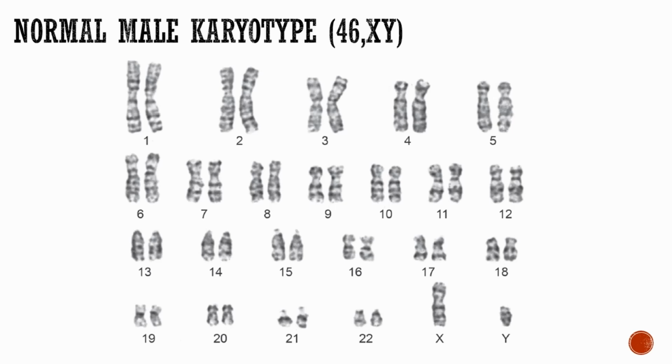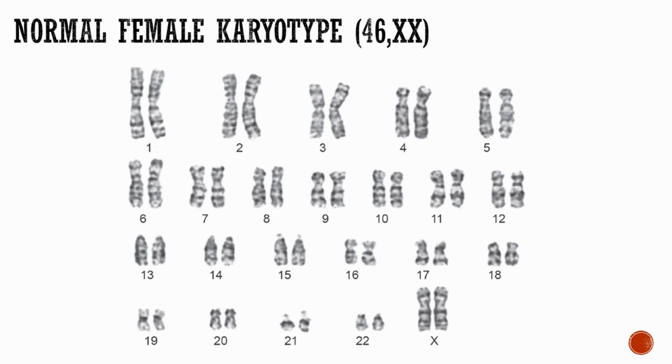This is a normal male karyotype. The arrangement of the chromosomes can be seen in the decreasing order of the size of the chromosome. So 1, 2, 3, 4, it's a decreasing order. And at the end, you can see there is X and Y chromosome, which actually is the sex chromosome. This is the normal female karyotype, 46XX. Again, the arrangement can be seen in a decreasing order of the size and length of the chromosomes. And at the end, we have the XX chromosomes.